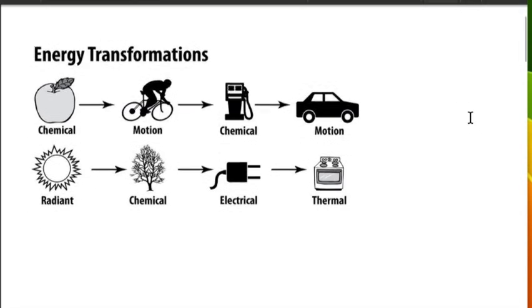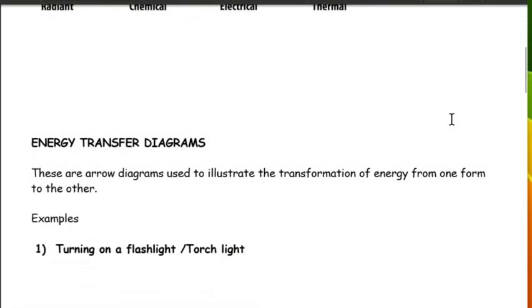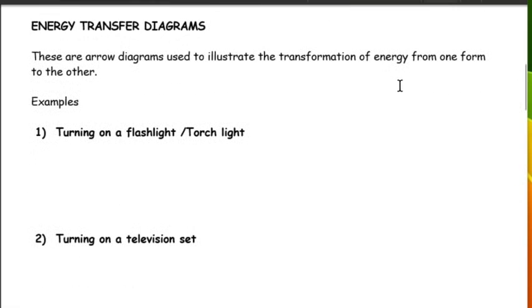So today we want to use energy transfer diagrams to represent or to illustrate the transformation of energy from one form to the other. And we are going to cite several examples. Let's take the first example, and this is turning on a flashlight or a torchlight.